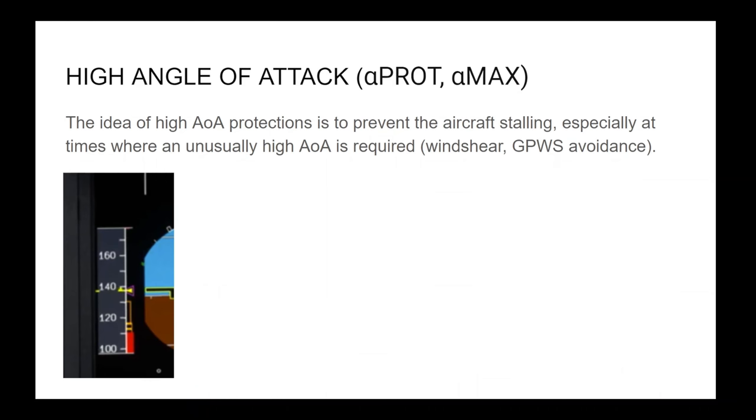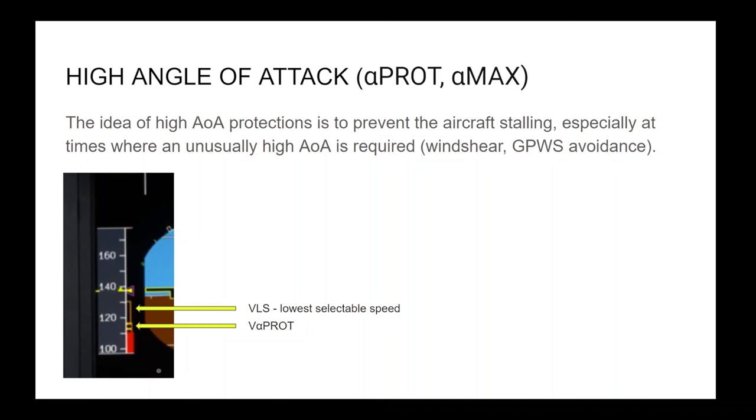The idea of high angle of attack protections is to prevent the aircraft stalling, especially at times where an unusually high angle of attack is required, like in wind shear or GPWS avoidance. Towards the bottom of the speed scale, you can see the following: VLS, the lowest selectable speed. So with auto thrust engaged, you will not be able to go below this speed.